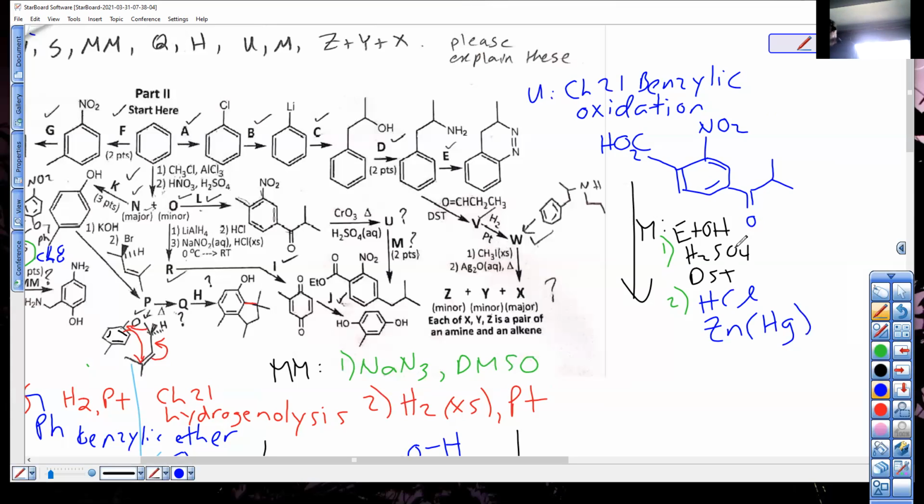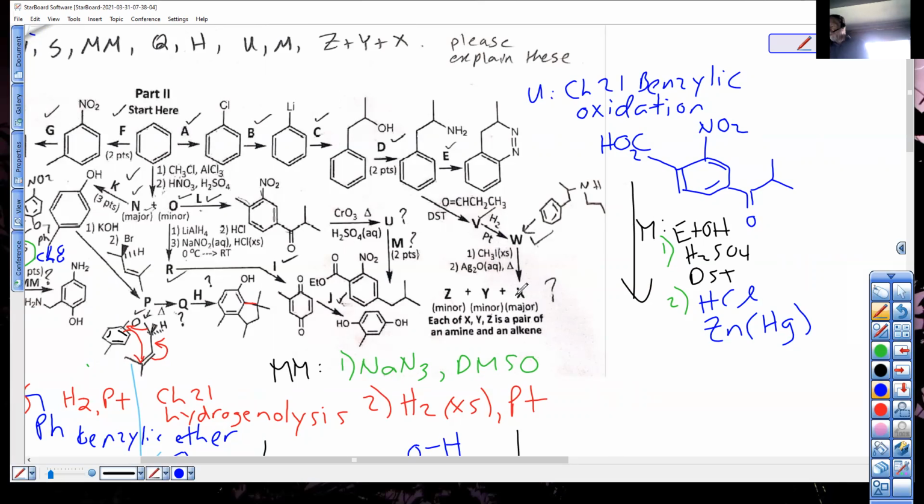So if you're stressing out and by mistake you use the Wolff-Kishner reagents, I'd probably give you 3/4 of a point because you knew what you had to do, but you forgot that an ester will undergo saponification with hydroxide and water. So that's M. We're here. And XYZ.